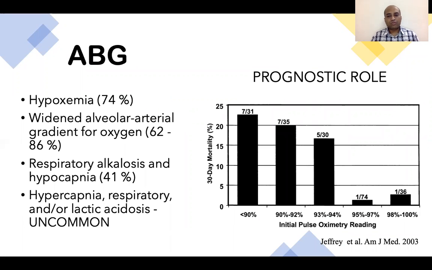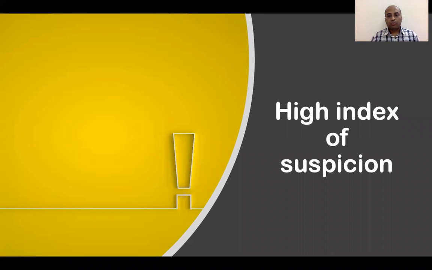Hypoxia, though it doesn't have a diagnostic role, has prognostic significance. About 75% of patients usually present with hypoxia with a widened alveolar-arterial gradient of oxygen. If they are tachypneic, respiratory alkalosis and hypocapnia can be there, but hypercapnia, respiratory acidosis, and lactic acidosis are uncommon. Hypoxia, as I mentioned, has a significant prognostic role. Patients who present with hypoxia have a higher mortality compared to patients who do not require oxygen in the initial period. So, because of these non-specific clinical signs and symptoms, we need to have a very high index of suspicion while thinking about PE in the appropriate clinical context.